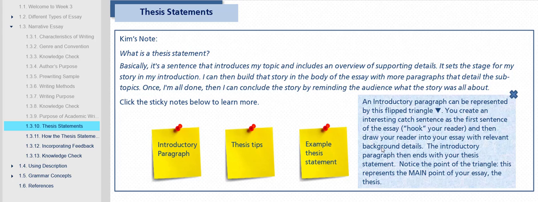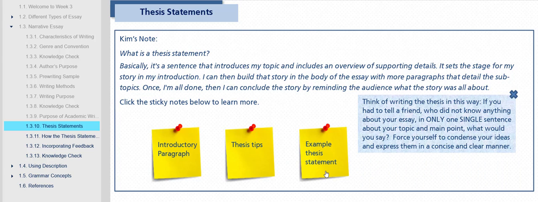An introductory paragraph can then be represented like a flipped triangle. That's called a funnel introduction paragraph. First, you create a catchy sentence in the hook to draw your reader into the story. The introductory paragraph ends with your thesis statement. Notice that the point of the triangle represents the main point of your essay, the thesis. So that's why I highly encourage my students to Google funnel introduction paragraph.